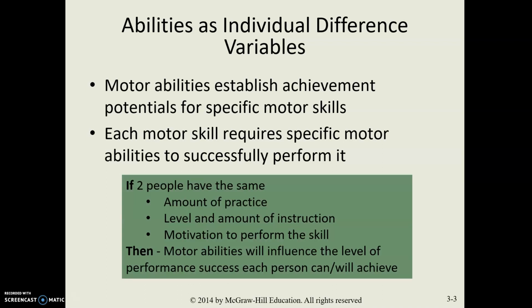As we talk about motor abilities, there's something just to consider. Let's say you have two people. They have the same amount of practice. They have the same level of motivation, instruction, quality of instruction. Everything's the same. Then it will be the individual that has the greater underlying motor ability that will be more successful. So it's the motor abilities that influence the success each individual will achieve. Again, everything else being equal.